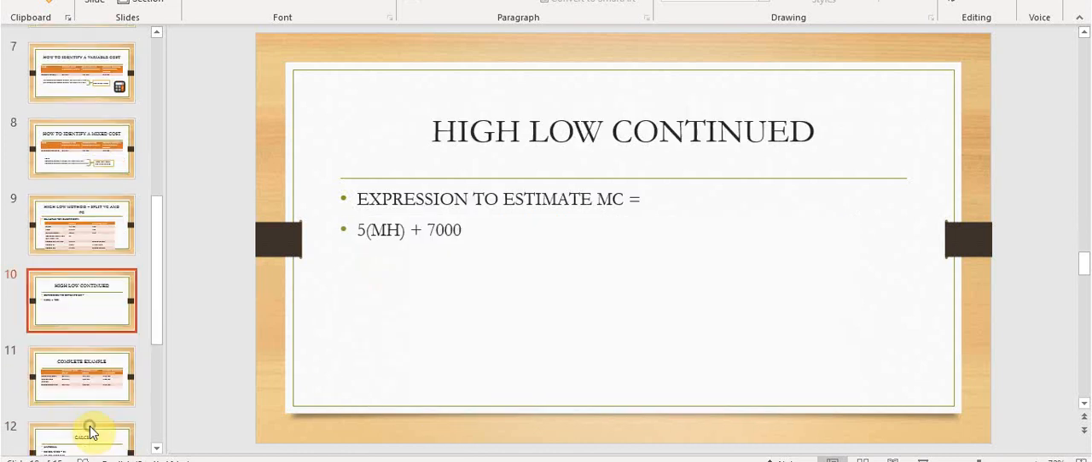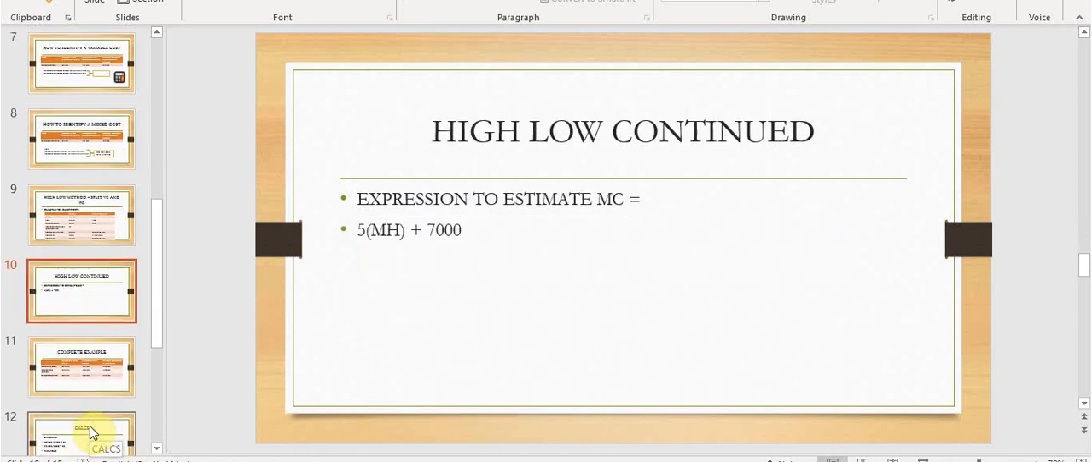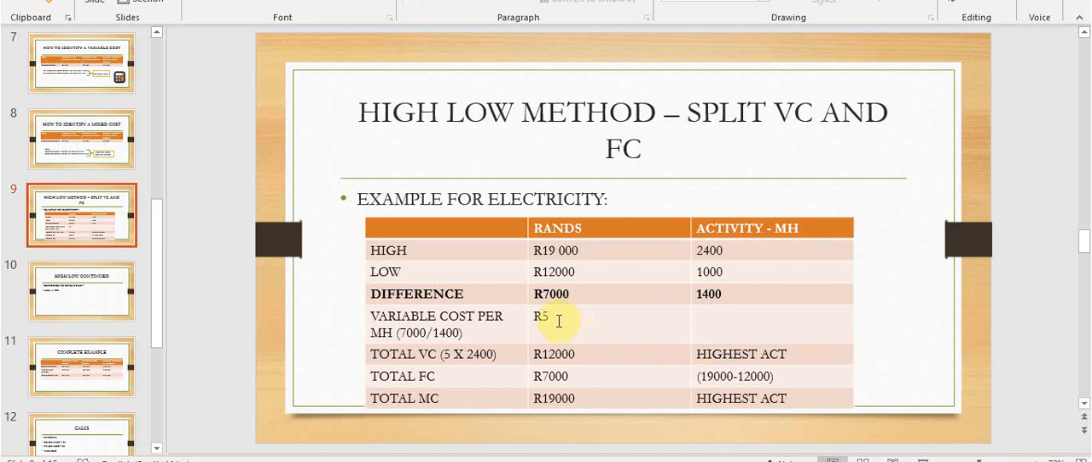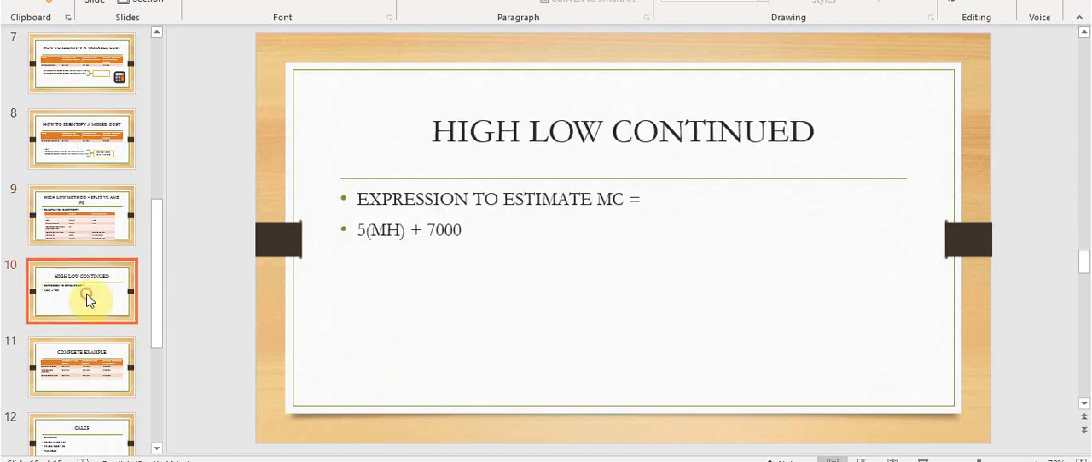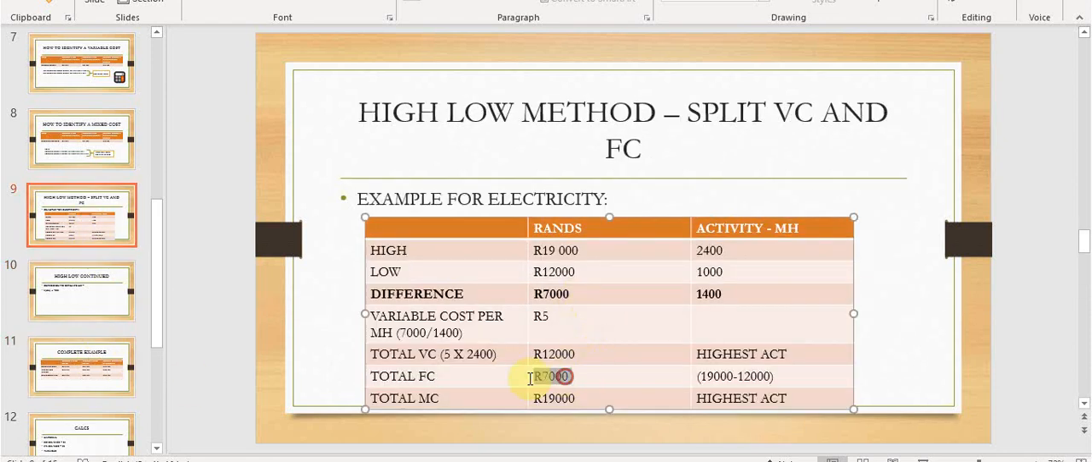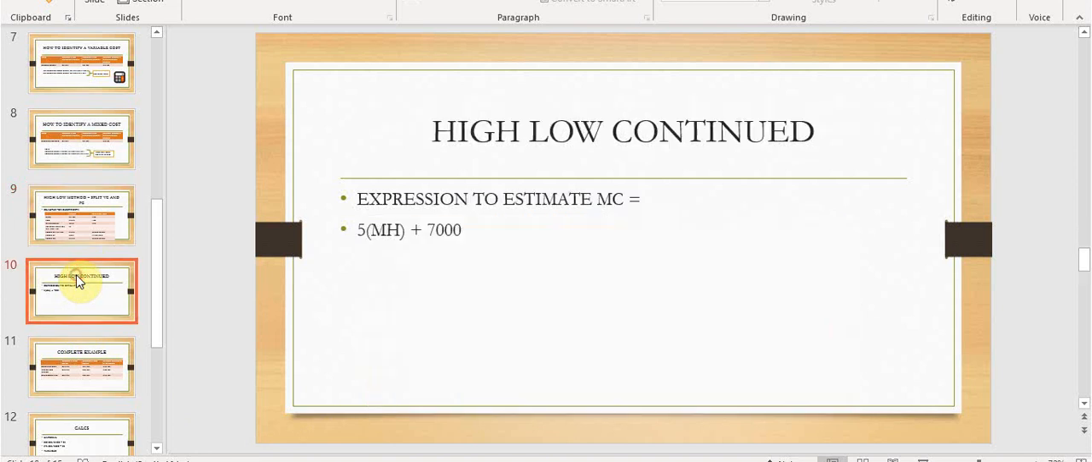Right, then the final bit of the high-low is then just to express the mixed cost. So basically now we will say it is 5 rand times the machine hours. So it's the 5 rand calculated there, plus the 7,000 fixed cost, which we calculated there. Right, so your expression will then be 5 rand times all the machine hours plus 7,000 rand for the fixed cost. Right, simple as that.